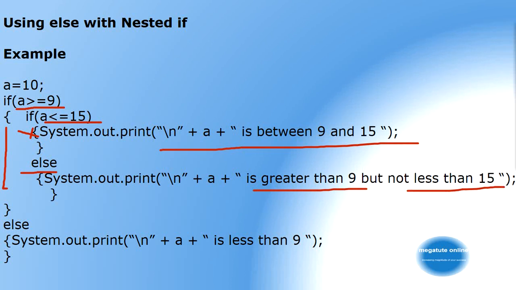If I go to this else, which is the else of the outer if: the if condition says if A is more than 9, so the else of this means A is less than 9. So I can say A is less than 9. This way we can keep on creating our blocks to solve a problem accordingly.